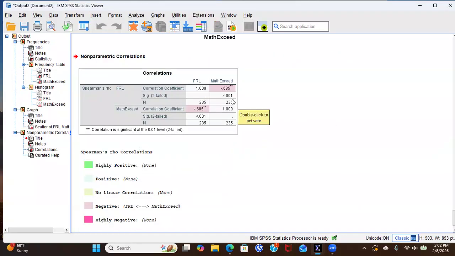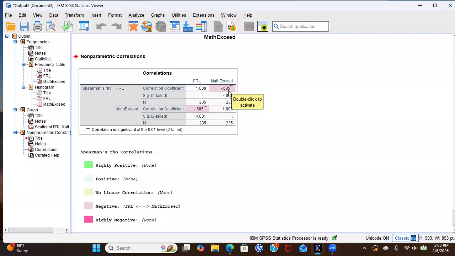I can see that the significance level indicated here is less than 0.001. So that does indicate a significance because it is less than 0.05. The significance level is a strong negative correlation. I see it's negative here. It is negative 0.685. So that tells me there is a strong negative correlation.